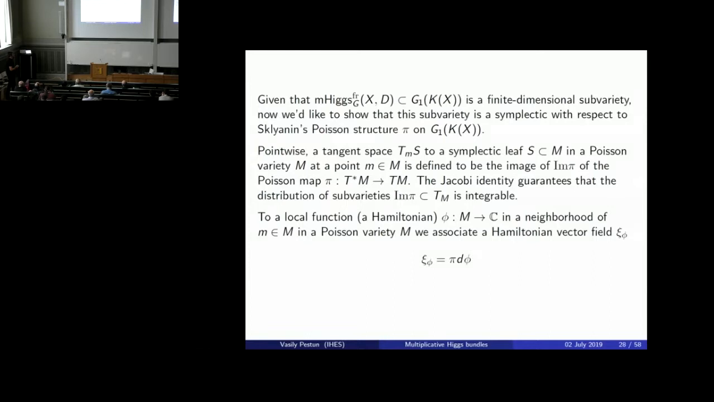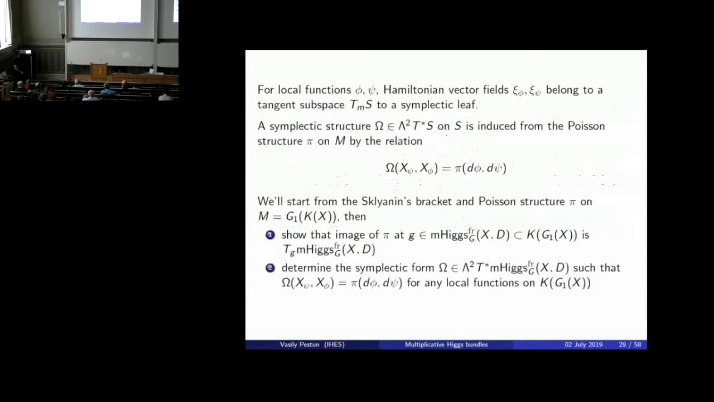Now, to a local function called Hamiltonian phi from a Poisson space to C, in a neighborhood of a point, we can associate a Hamiltonian vector field xi sub phi as pi times the differential of phi. Then the Hamiltonian vector fields xi phi, xi psi for arbitrary phi, psi belong to the tangent space of a symplectic leaf. What is the symplectic structure compatible with the Poisson structure on the symplectic leaf? It's this one: if you plug in the vector fields associated to Hamiltonian functions psi and phi, the symplectic form evaluated on xi phi, xi psi is equal to pi evaluated on the differentials of functions phi and psi.